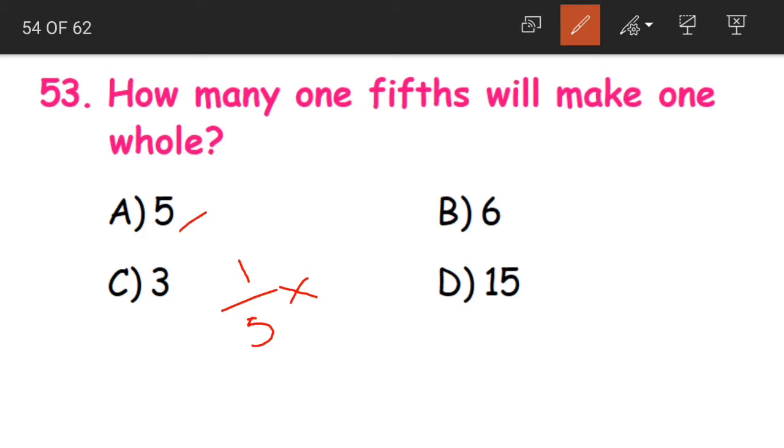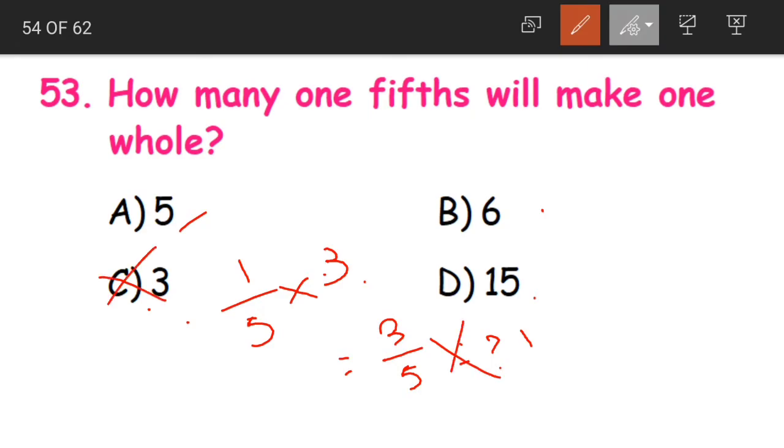First, you can take each given option. If I take option C, 1 by 5 into 3 is equal to 3 by 5. Is this equal to 1? No, it's not equal to 1. So C is not our correct answer.